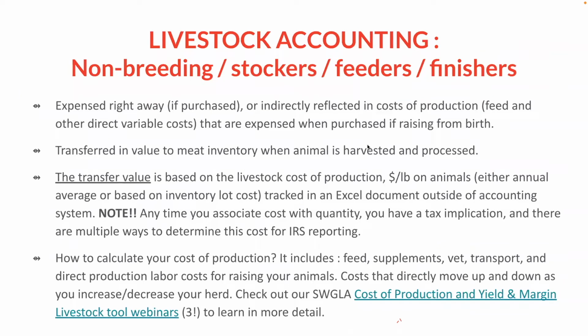Yep, right here. Okay, so non-breeding animals, stockers, feeders, finishers, and all the other words for all the other species. Those are expenses if you purchase them in, which is kind of obvious, right? Maybe not. Anyway, they are expenses if you purchase them in. And otherwise, their cost is reflected indirectly in the cost of production. So all of the feed that you purchase, all of the other direct variable costs that go into raising that animal is basically what the expenses are.